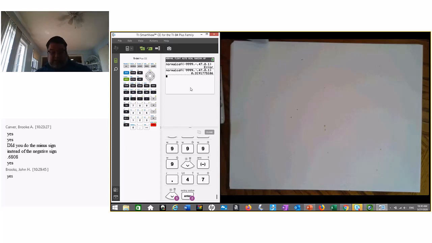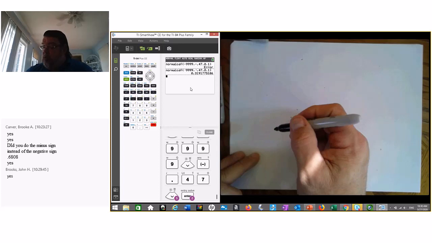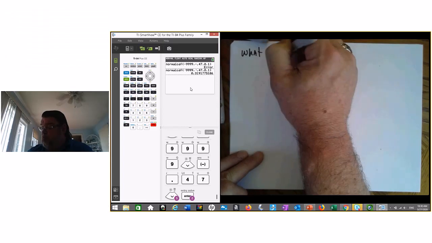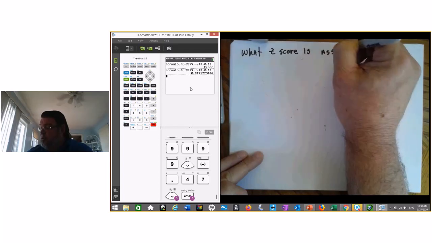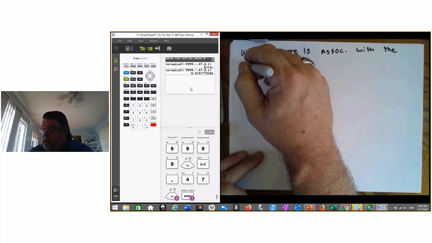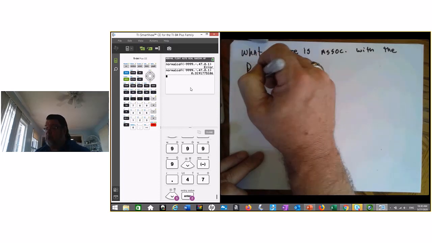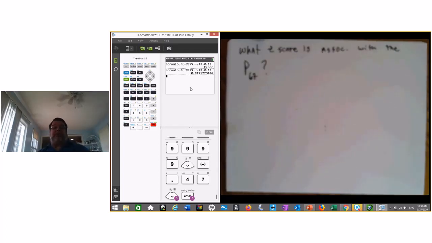All right, next, let's do another one. What z-score is associated with the 67th percentile? I'm thinking, let's go with the 67th percentile. Okay, what z-score is associated with the 67th percentile?